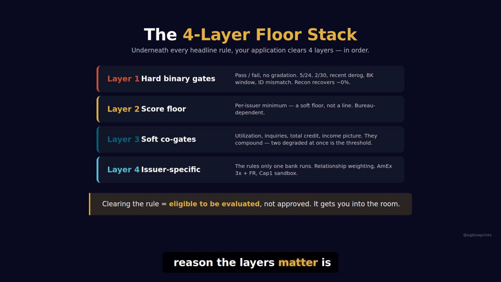The reason the layers matter is the order. Layer 1 fires before layer 2. Layer 2 fires before layer 3. So a 720 score, clean layer 2, with a 1x60-day late payment in the last 12 months is dead at Chase, regardless of that score. The binary gate fires before the score ever gets read. People stare at their 720 and can't understand the denial. It's because they're looking at layer 2 when layer 1 already ended the conversation.